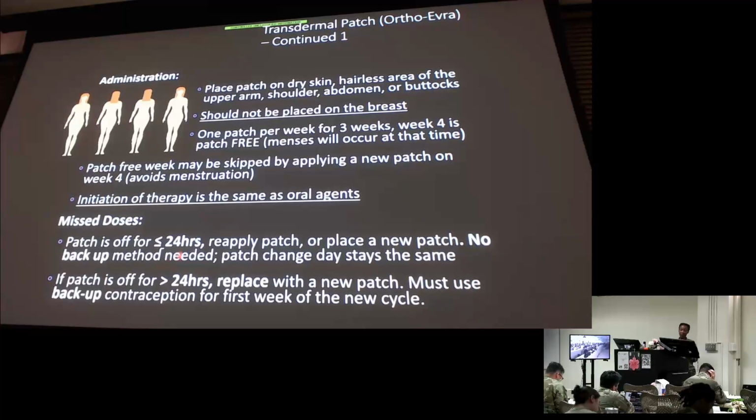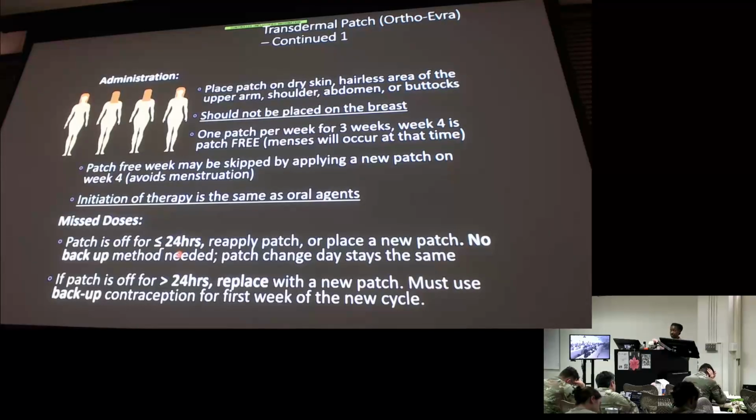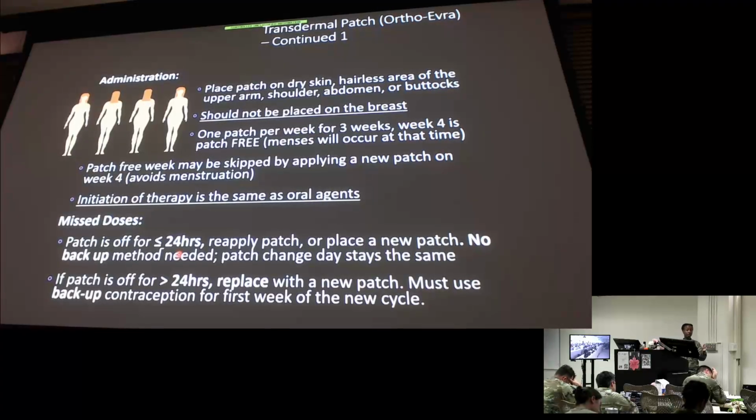Your missed doses, if that patch is off for less than 24 hours, then they can either reapply it if they know where it is, or they can put on a new patch and they don't need a backup method. So they have 24 hours. Once they hit over that 24 hours, they need to replace it with a new patch and they need to use their backup method for the 7 days, just like we talked about with our combined oral contraceptives. Cutoff time a little bit different, right? But it's 24 hours. So make sure you understand the 24-hour cutoff: less than 24 hours, no backup method, put on the new patch or find their same patch that came off and put it on. Over 24 hours, get a new patch, put it on, backup method for 7 days.